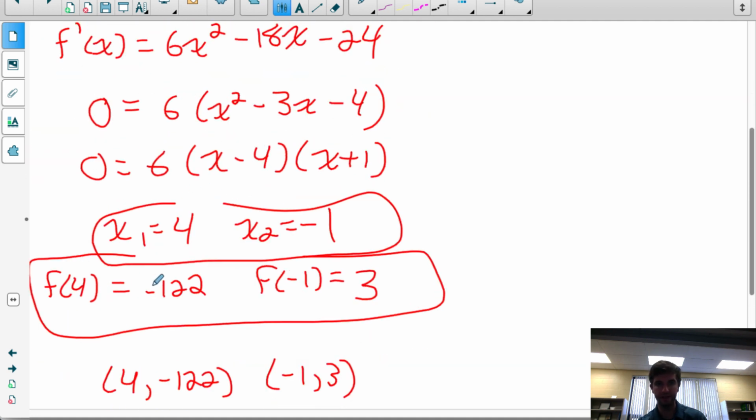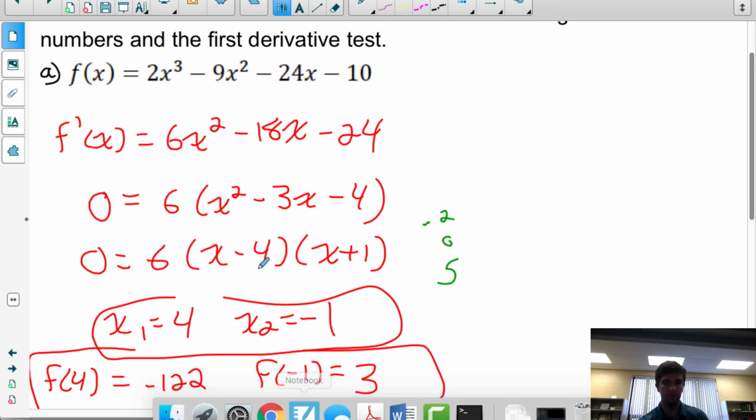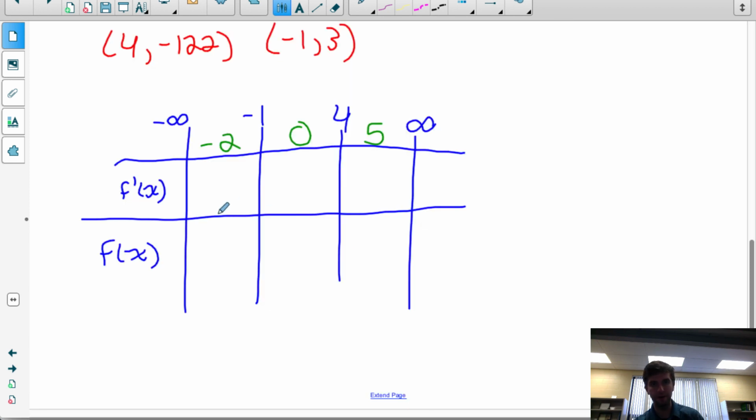And I want to test, what were my test values? Negative 2, 0, and 5. So into this I need to test negative 2, 0, and 5. So let's do negative 2 first. So it'll be 6 times negative 6 times negative 1. So that would give me 36. So the fact that I got a positive number, I'm just going to write positive here.